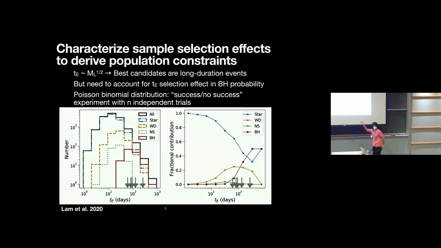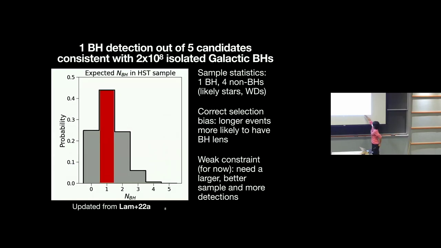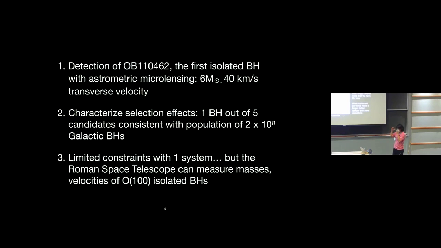But in the grand scheme of what we expect for the black hole fraction, most of them had less than a 10% chance of being a black hole in the first place. So really, these two detections are driving most of the constraint. And so, we have detected the first isolated stellar mass black hole.